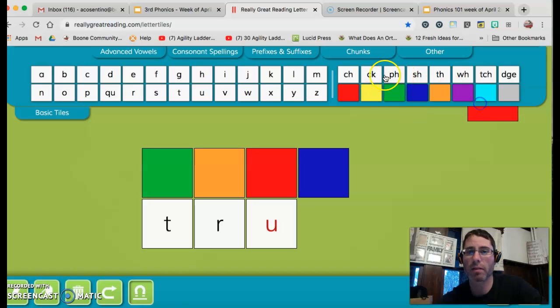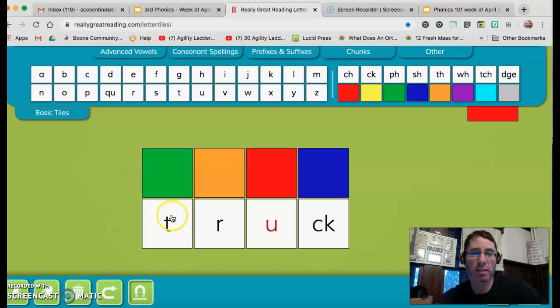See if I can grab it. There you go. Truck. T, r, k. Truck has that digraph at the end because I can see following a red tile, I have one phoneme tile, and the phoneme tile is two letters with one sound, which is a digraph. Truck.